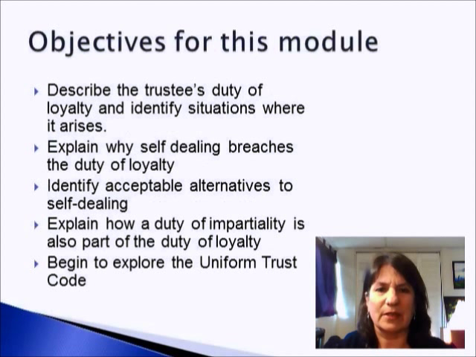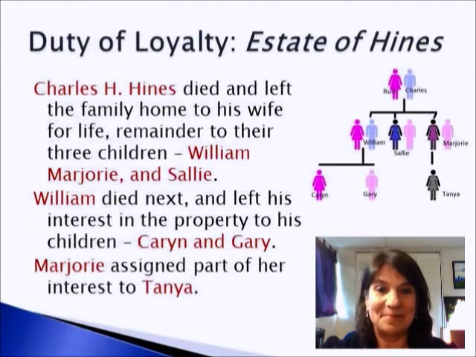So our objectives for this module are to describe the trustee's duty of loyalty and identify some situations where issues about that duty arise, to explain why self-dealing breaches the duty of loyalty, to identify acceptable alternatives to self-dealing, and to explain how a duty of impartiality is also part of that duty of loyalty. And finally, we will begin to explore the Uniform Trust Code. We've looked at the Uniform Probate Code. We have some provisions this time from the Uniform Trust Code.